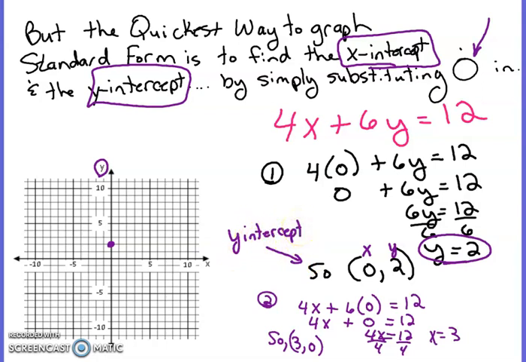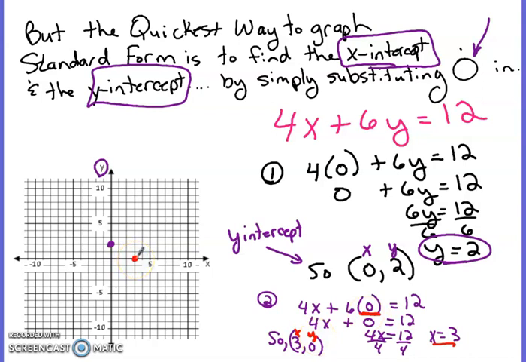Because that point is on the y line. Now, step two: if I substitute 0 in for y, I do the math, 0 times 6 is 0, divide both sides by 4, and I get x equals 3. Well, x is 3, and y was 0, because remember, I substituted 0 in for y. So if I go to 3, 0, I have a point right there.